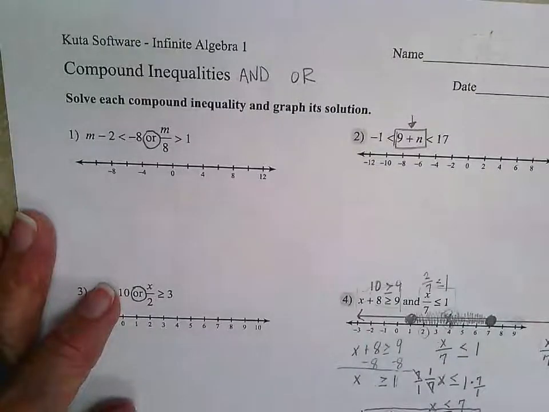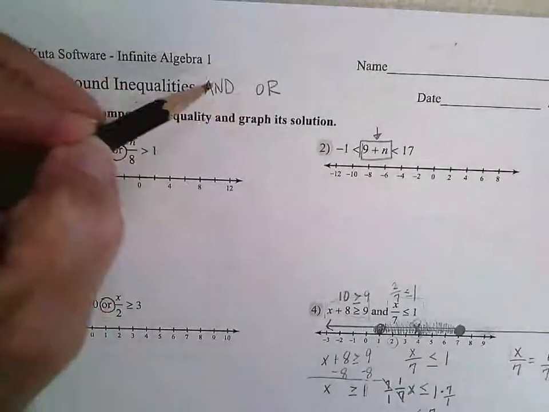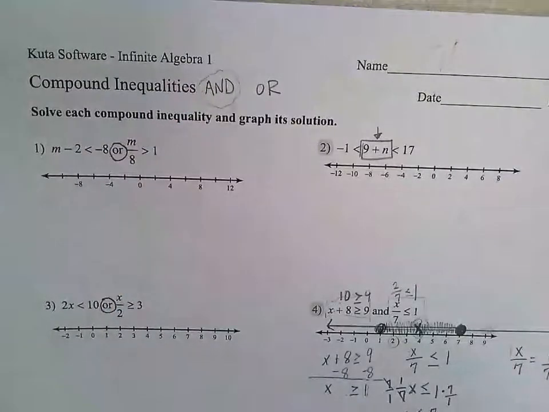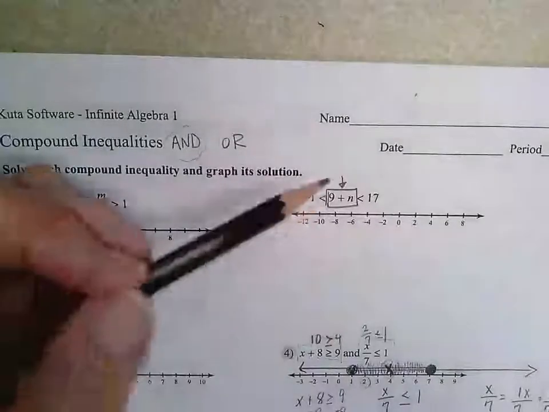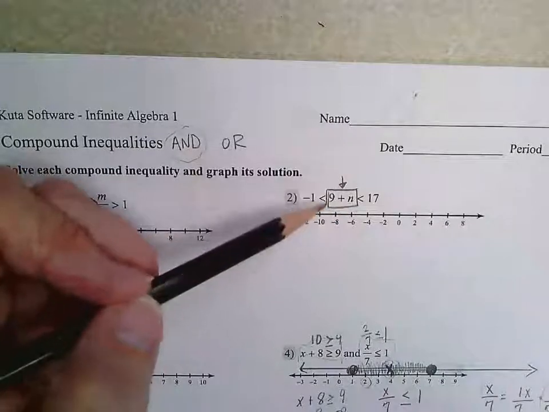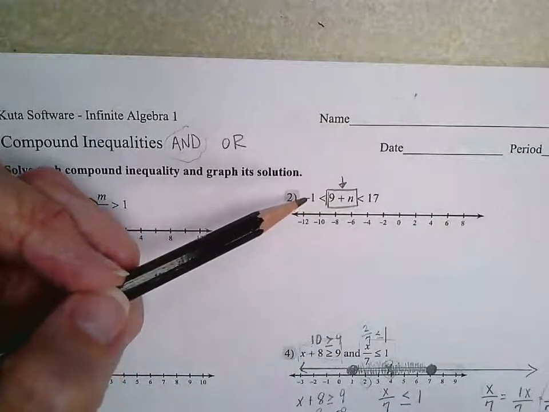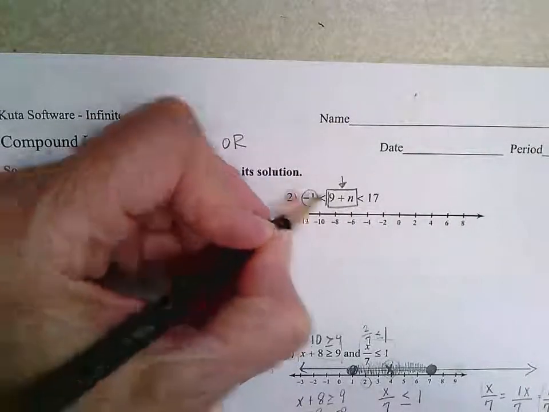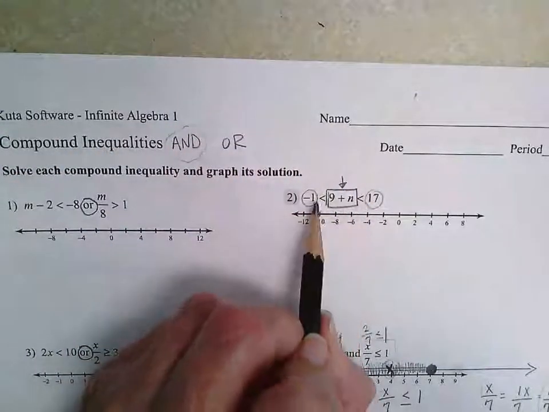Compound inequalities and or. This video is a continuation of the one where we had the word and in them. So we went through and did those. But now we're going to look at the ones that are grayed out that don't have any words in them. And they basically have three different expressions that are nestled within these inequality signs.